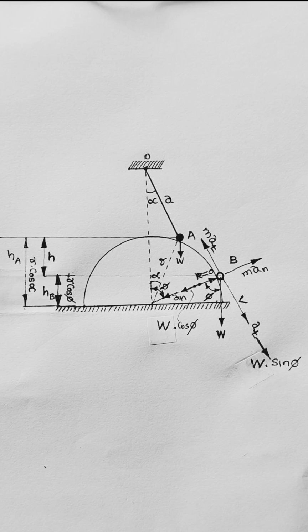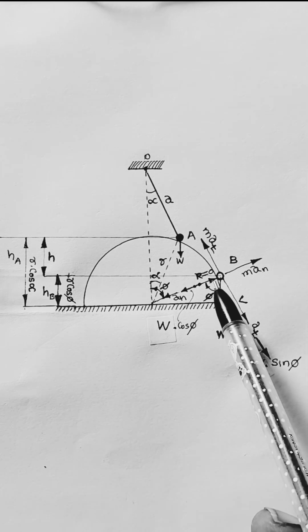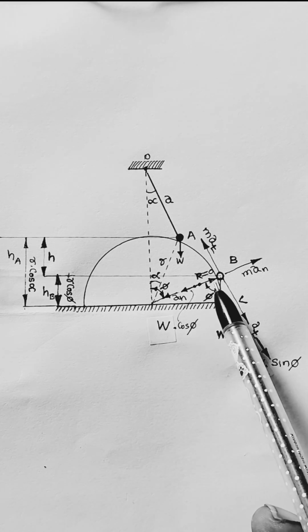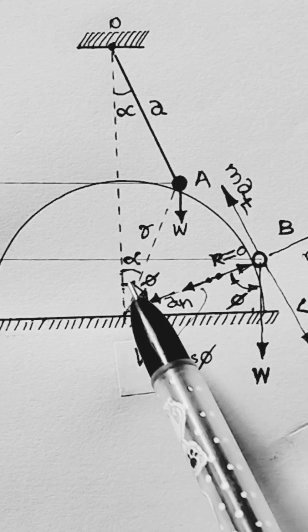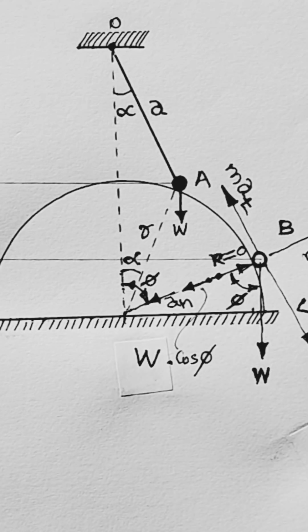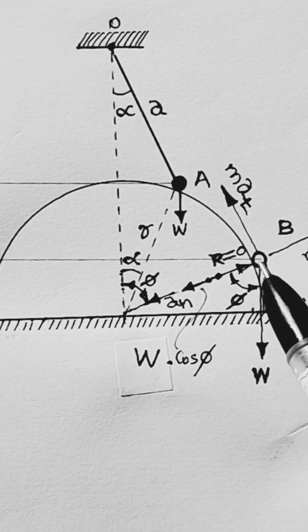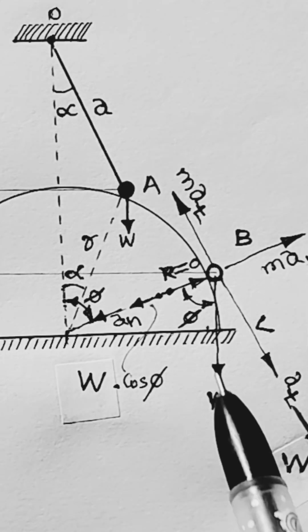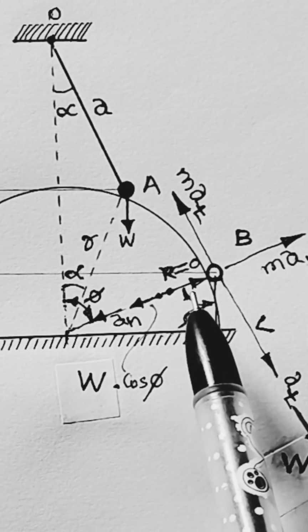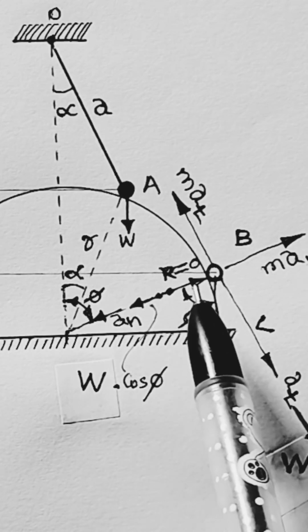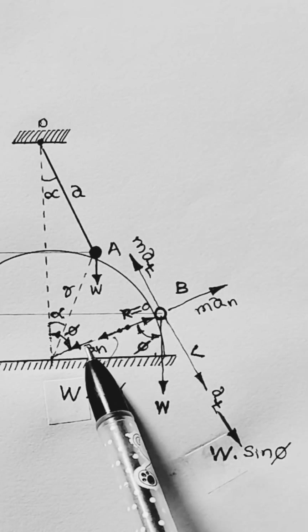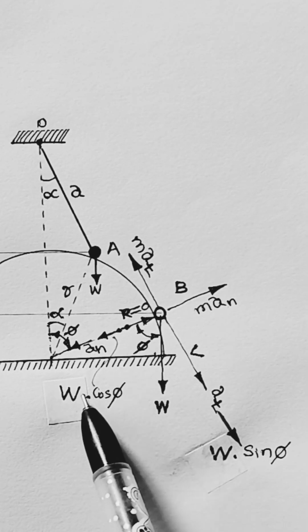When you join a line between position B and the center of the cylindrical surface, this line makes phi angle with the vertical line. We have to consider the weight of this particle directed downward. The angle made by the weight force with this radial line is also phi. As this weight force is making phi inclination with this radial line, we can estimate the component of force along the normal acceleration direction, an, as W cos phi.